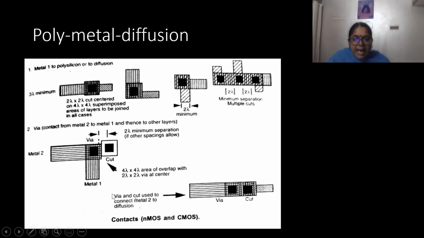Now when we have a via and cut used to connect metal 2 to diffusion, you have metal 2 and then you have diffusion. Metal 2 cannot directly come in contact with the diffusion, so metal 1 has to be used. You can see here that metal 2 and metal 1 make contact using the via, and then metal 1 is used to make contact with the diffusion. So once again here, the spacing between the 2 contacts should be a minimum of 2 lambda.